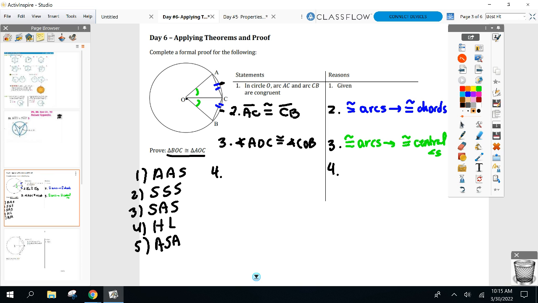Zach? Might as well just go with OC equal to itself, right? Everyone agrees that shares OC. Yeah, you guys are making this a lot longer than it needs to be, but I'm going to keep writing.